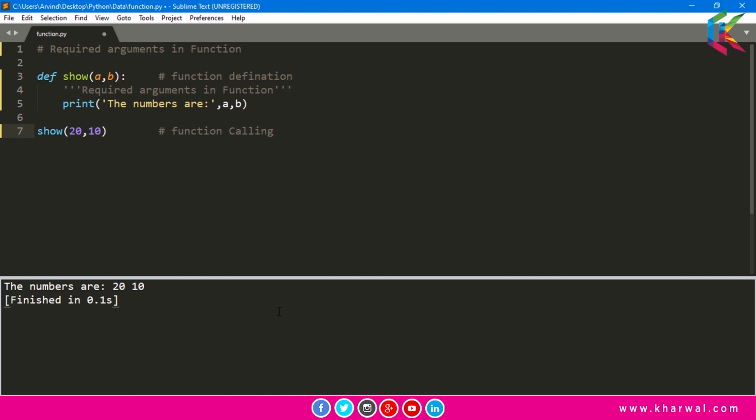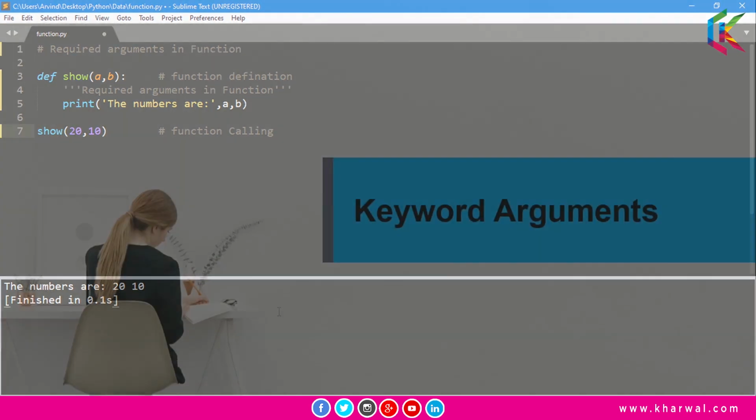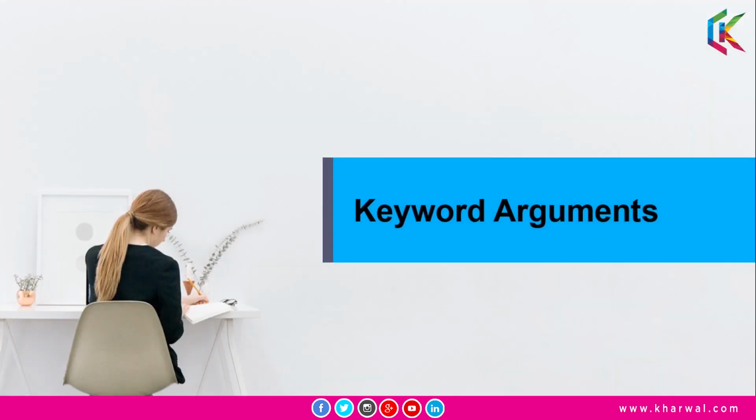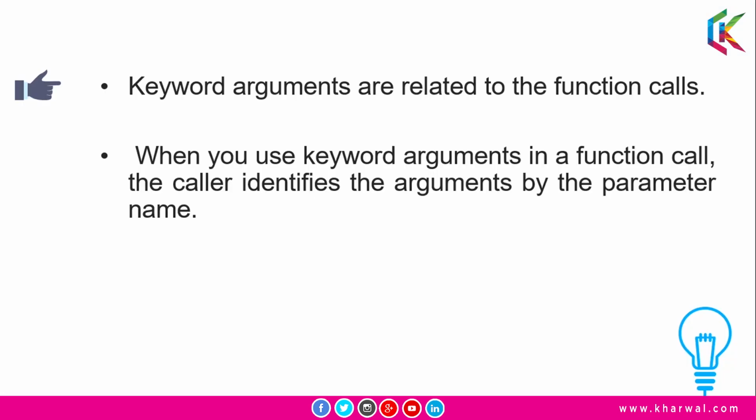So guys, now let's go ahead and discuss the next topic, and that is keyword arguments in function. Keyword arguments are related to function calls, and when we use keyword arguments in a function call, the caller identifies the arguments by the parameter name. So let's open up Sublime Text and I will show you the working of keyword arguments in function.